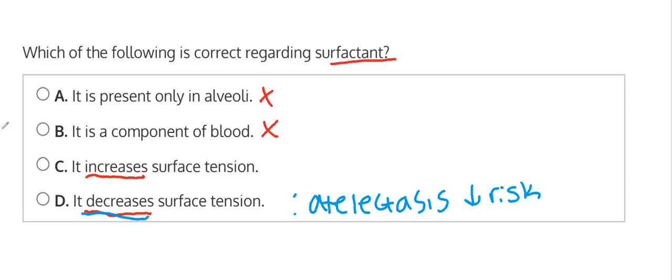Surfactant is important for the respiratory system. So we know that this is true because it decreases surface tension, which allows to prevent risk of all of these complications. So option D would be correct.